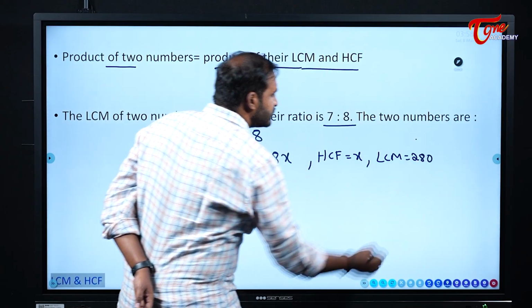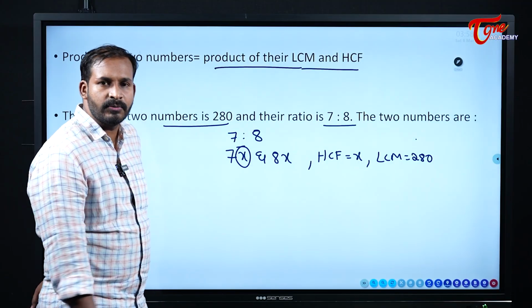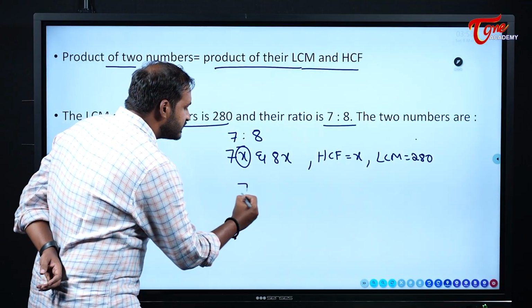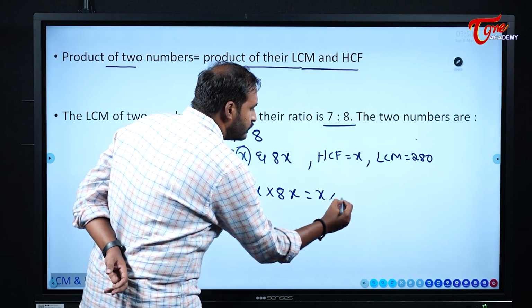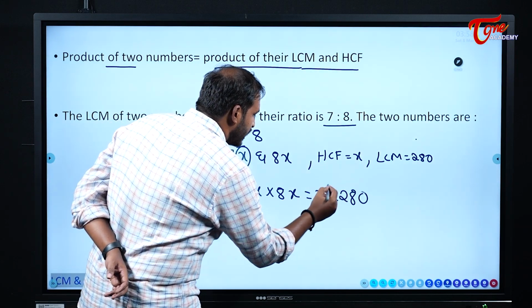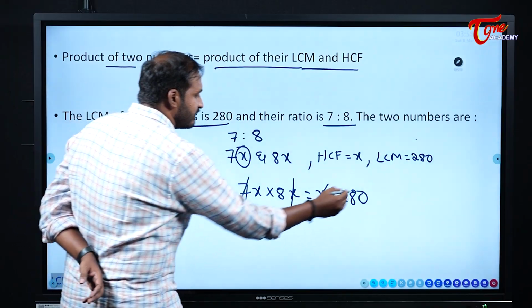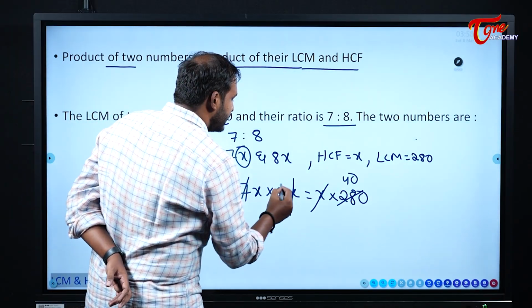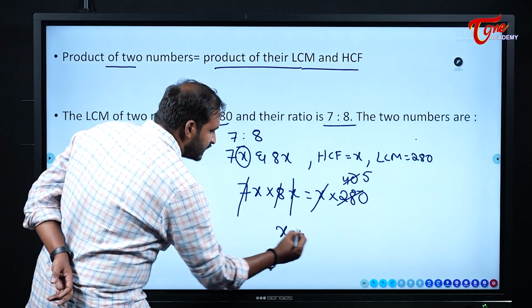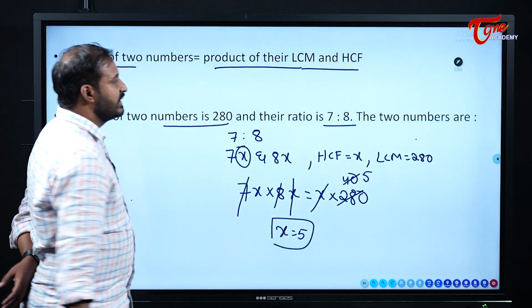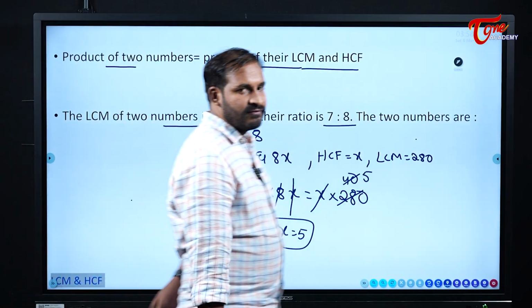LCM of the two numbers is 280. So product of two numbers is equal to product of their LCM and HCF. That means 7x into 8x is equal to x into 280. So x will get cancelled. 7 ones 7, 40s, 8 ones 8, 5s. So what is the value of x which I got here? 5. This x is nothing but the HCF of the two numbers.